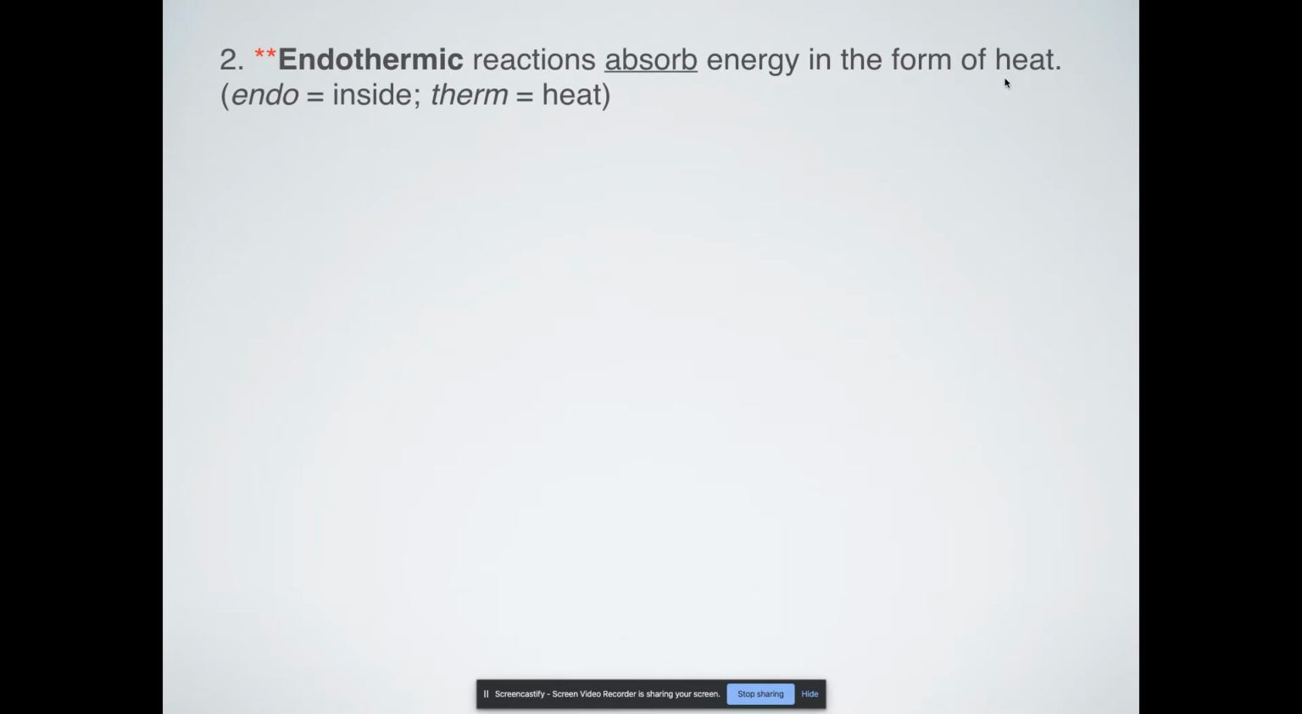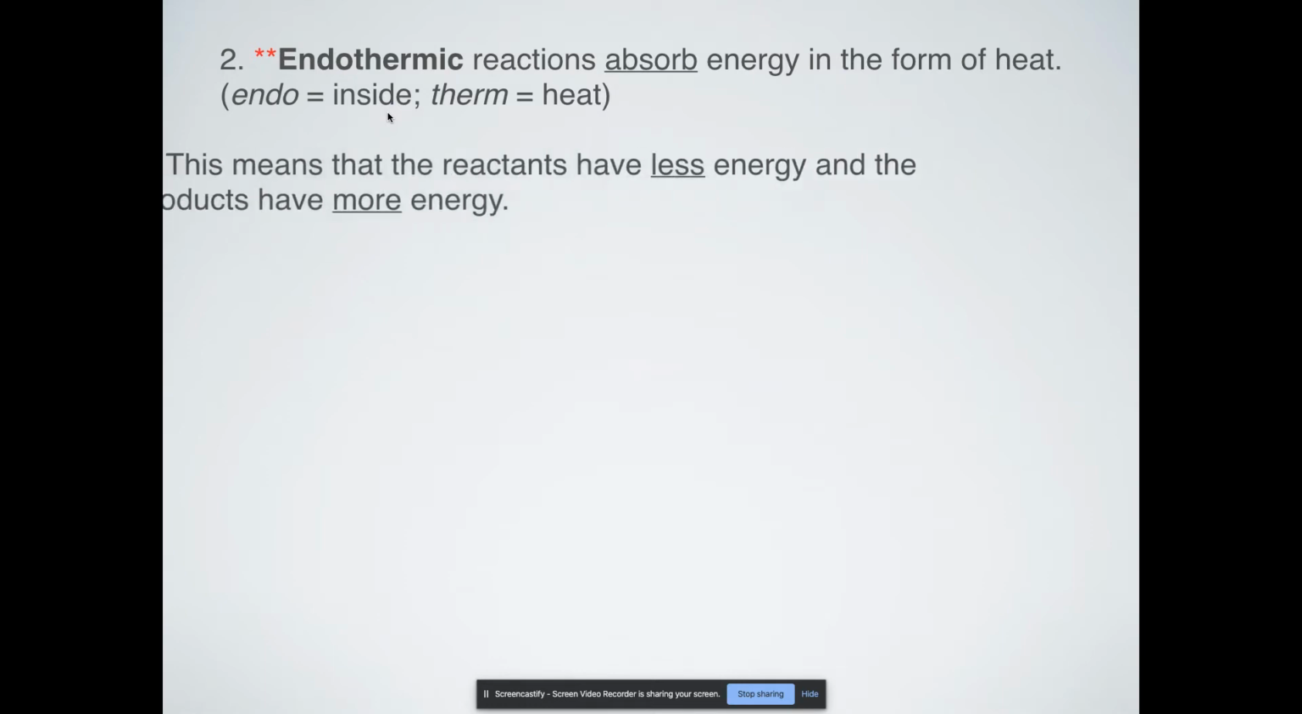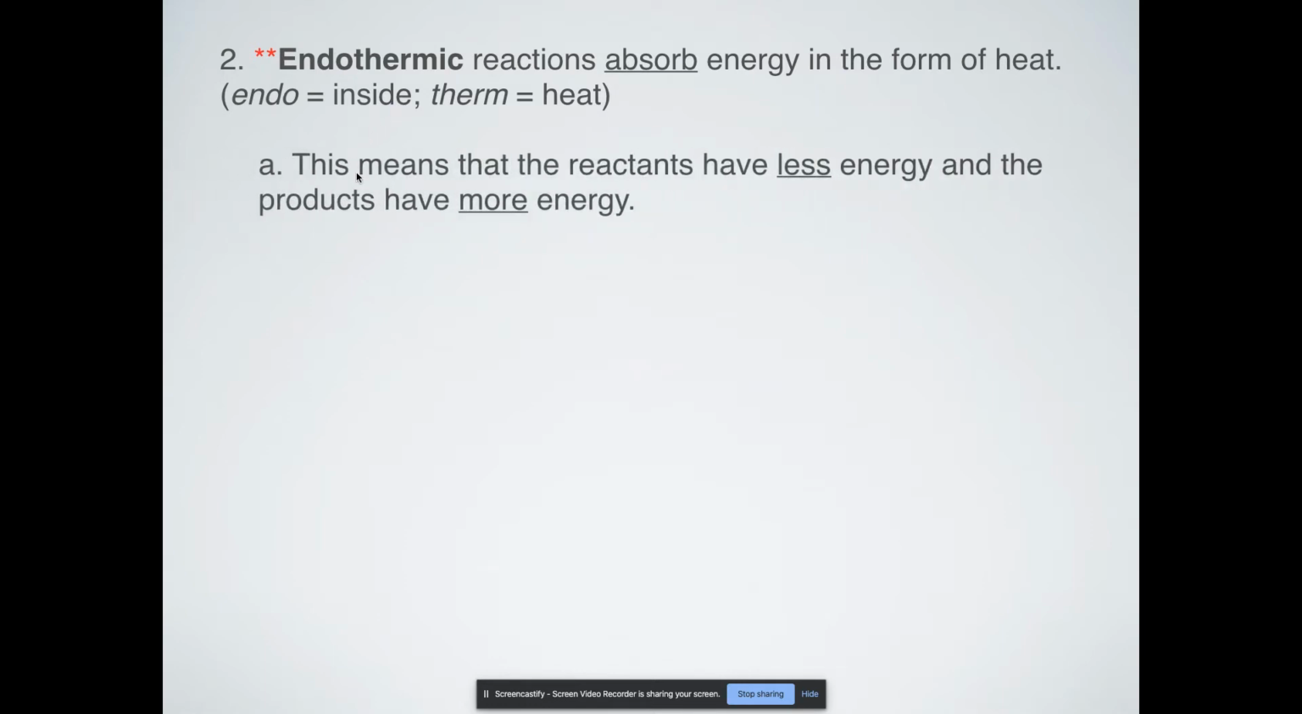So it absorbs heat. Endo, again, there are a lot of words that have the word endo in them. Again, an endoskeleton is the opposite of an exoskeleton. It's what you have, where your bones are inside of your body. But again, just plenty of root words with the word endo in there. So what does this mean? This means reactants have less energy.